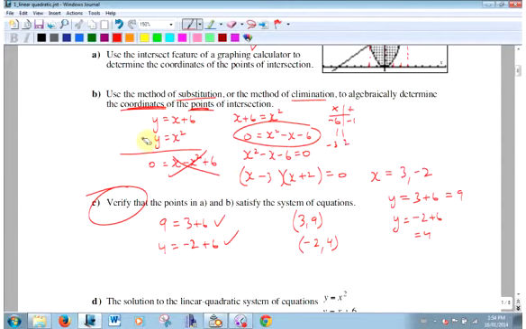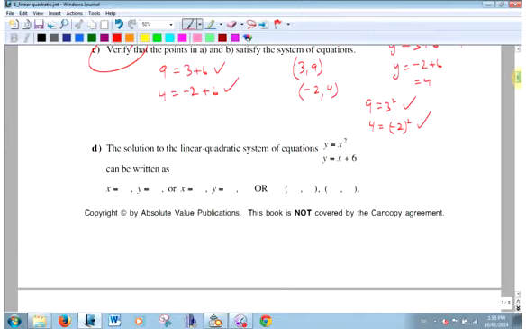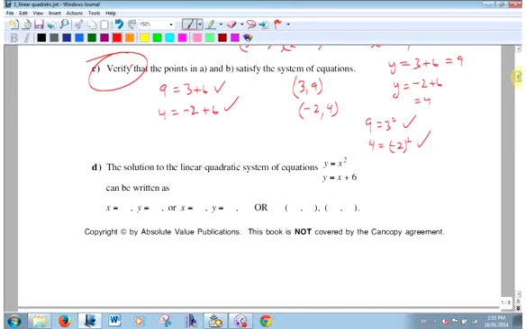Now let's verify them both in the quadratic. Okay? Is 9 equal to 3 squared? Yep. Is 4 equal to minus 2 squared? Yep. Okay? Verify. You had to do it 4 times just to double check. Okay? So those are your 2 solutions. The solution, well, as coordinate points, 3, 9, minus 2, 4.